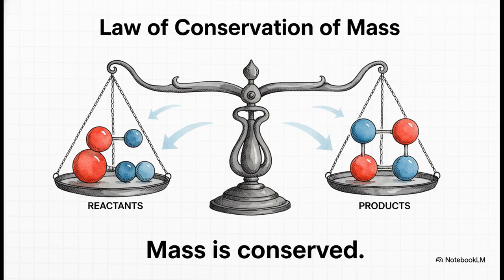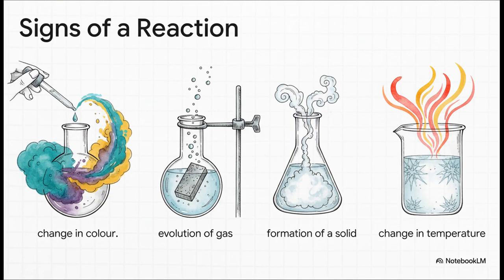Now, this right here, this is the single most important rule in all of chemistry. It's called the law of conservation of mass. And all it means is that you end up with the exact same atoms you started with. They've just switched partners and rearranged themselves. Nothing is ever lost, nothing new is created. It's just a reshuffle.